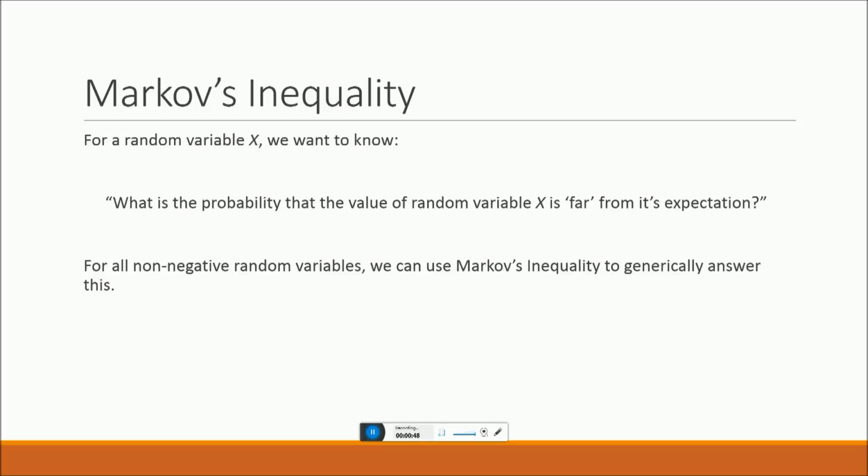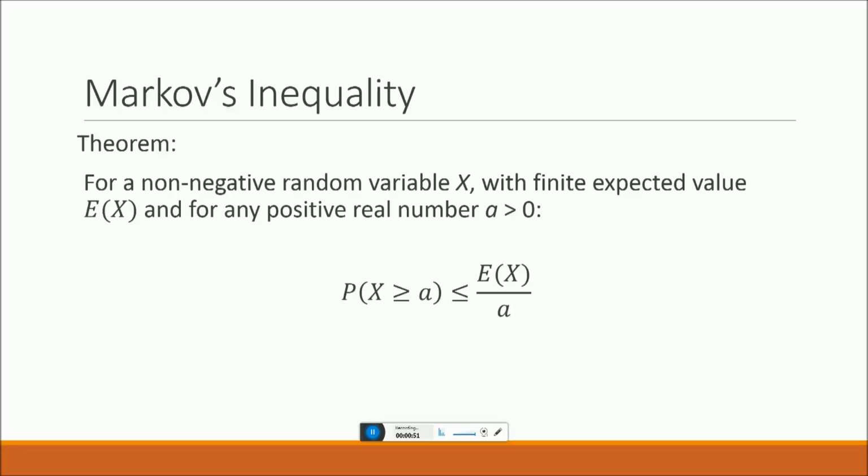So let's look at the theorem. Markov's inequality says that for a non-negative random variable x, with finite expected value E[x], and for any positive real number a that is greater than 0, the probability that x is greater than or equal to a is less than or equal to the expectation of x over a. Again, all we need is x and its expectation to find the probability that x is greater than or equal to a. Okay, so that's Markov's inequality. Let's take a look at the proof.